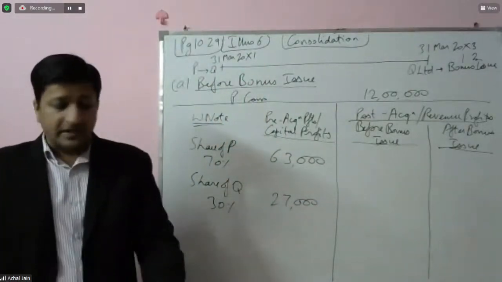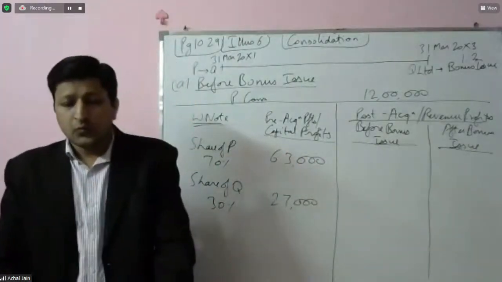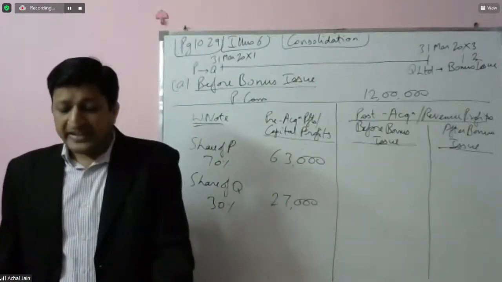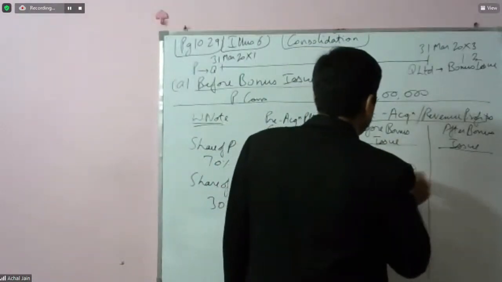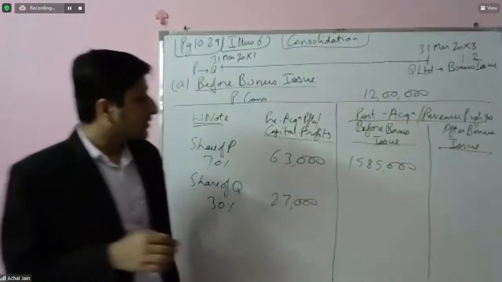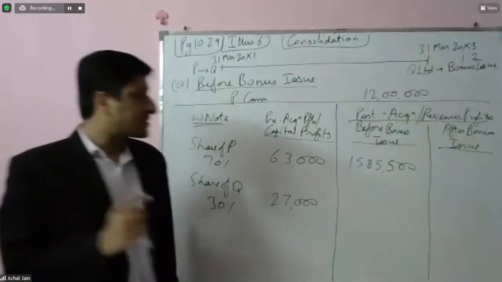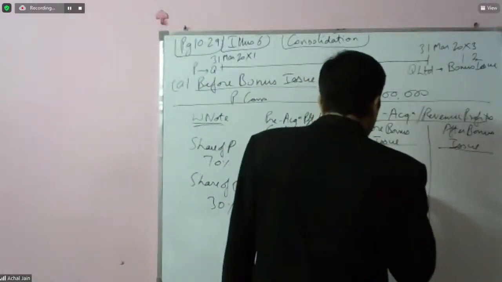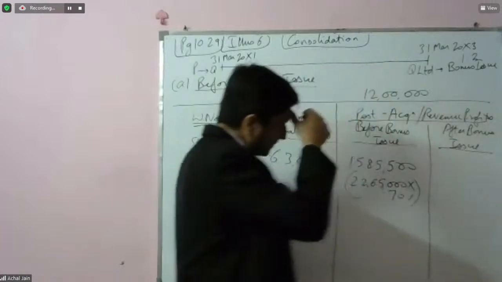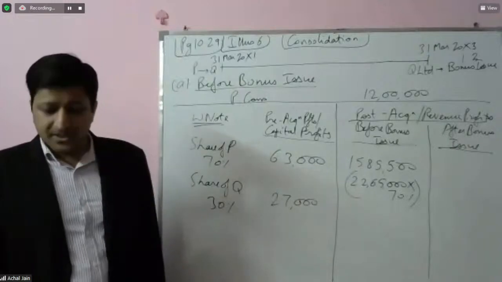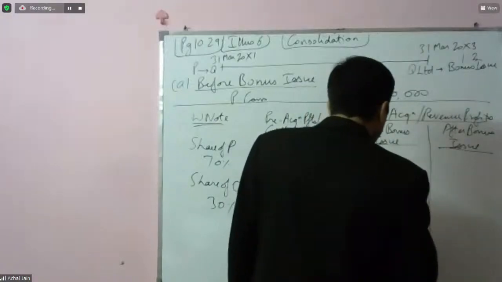Similarly, 70% of this reserve. What was the balance over here? 15,85,000. Sorry, 85,500. So this is 22,65,000 into 70%. Okay. And 22,65,000 into 30% will be the minority share. 6,79,500.